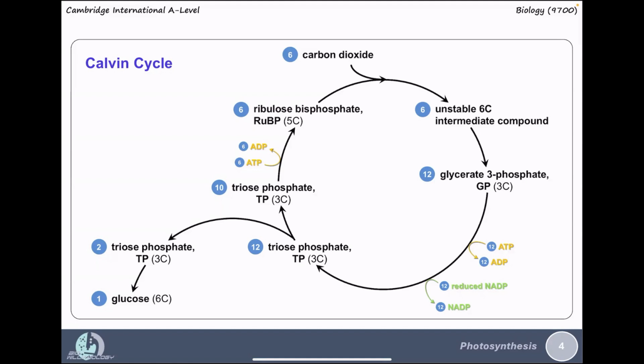Out of these 12 molecules of triose phosphate, 10 molecules of triose phosphate, with a total of 30 carbons, are reorganized to regenerate 6 molecules of ribulose bisphosphate, and the remaining 2 molecules of triose phosphate are used to form products in the product synthesis phase.